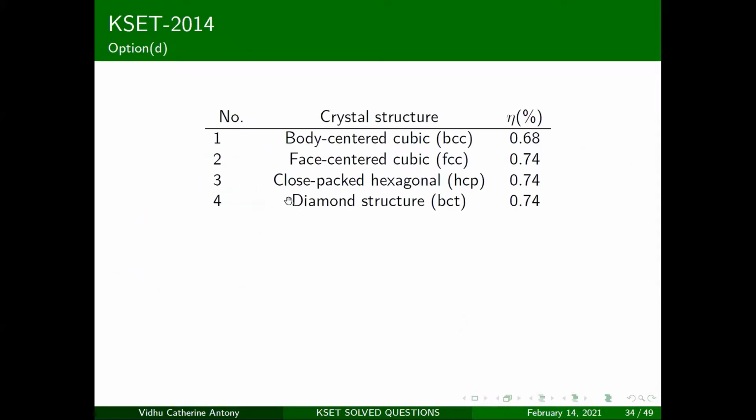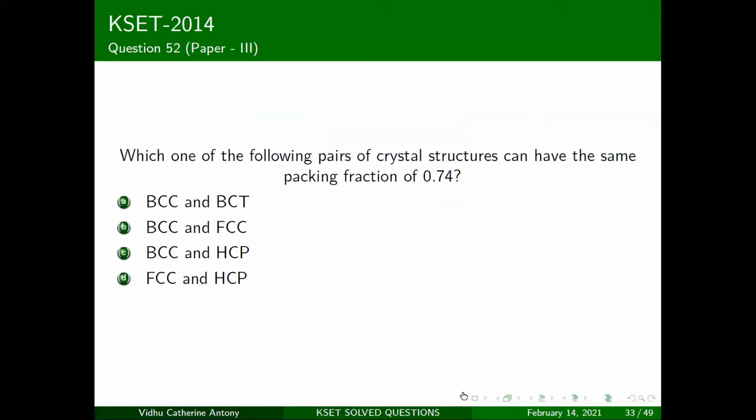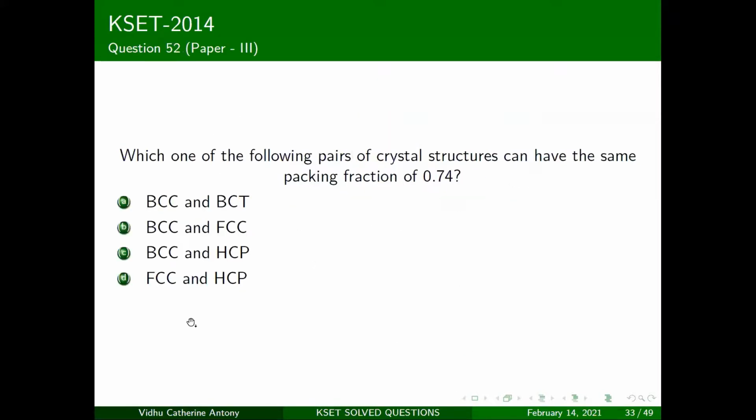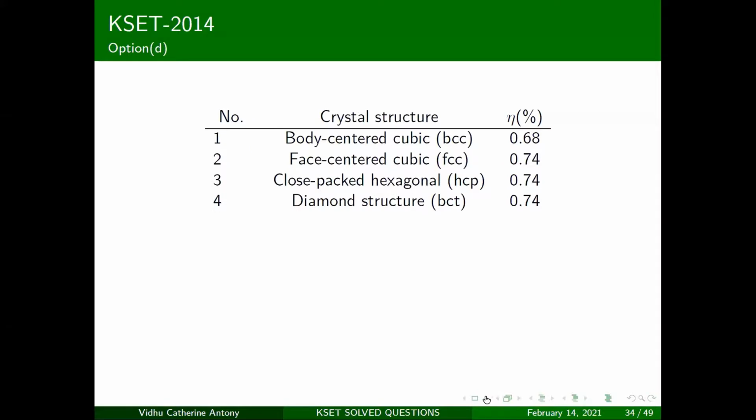Okay, so these are the values that you have. So for body-centered cubic, you have a packing fraction of 0.68. For face-centered cubic, you have a packing fraction of 0.74. Closed packed hexagonal, or your hexagonal closed packing, you have 0.74. Diamond structure, that's your body-centered tetragonal, you have a 0.74. Okay, so with that particular table, you know that the option for this question is basically option D. Both face-centered cubic and hexagonal closed packing have a packing fraction of 0.74.